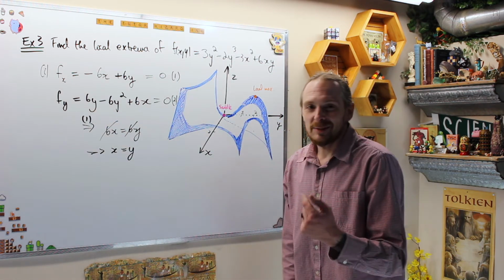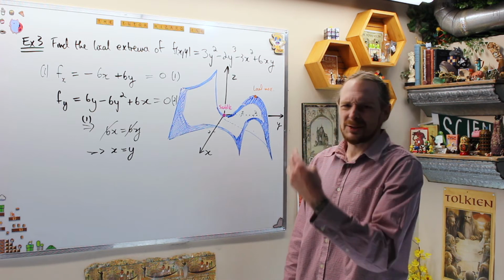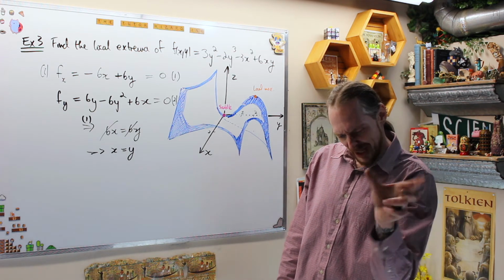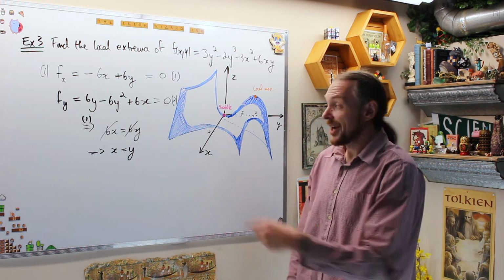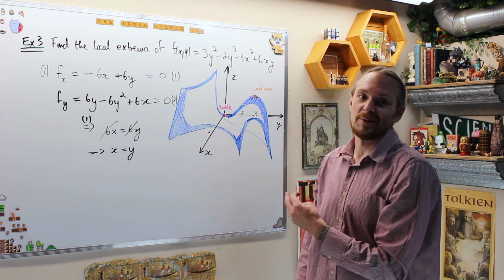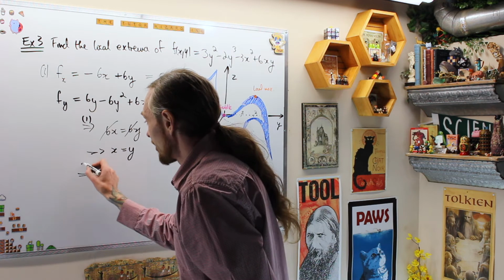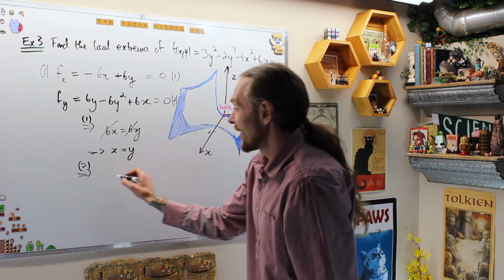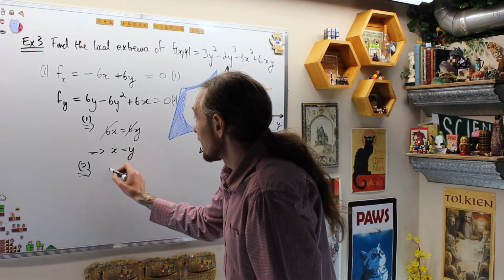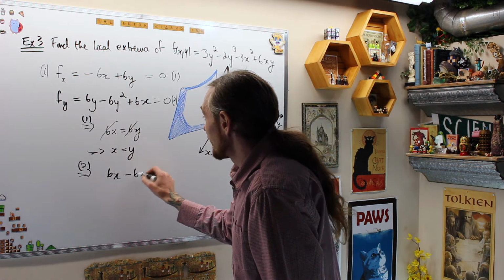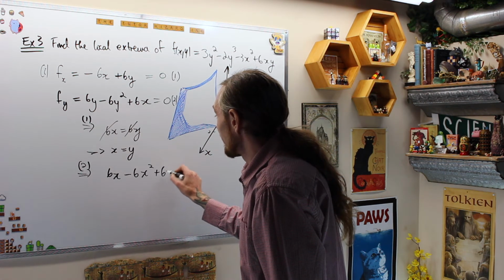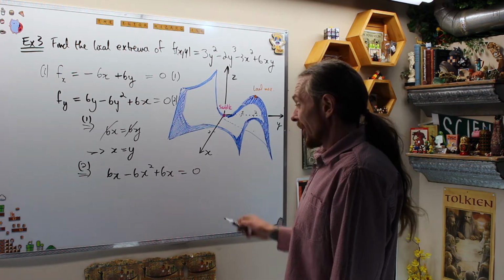Just like in linear algebra, when you have two linear systems, sometimes with two variables, I use the first one to find out information about them, and then I plug it into the second one. I'm doing the same thing now, but it's a nonlinear equation in the second equation. That means from the second equation, I can plug that in there, and what does that give me? That gives me 6x minus 6x squared plus 6x equals 0. What does that give me?